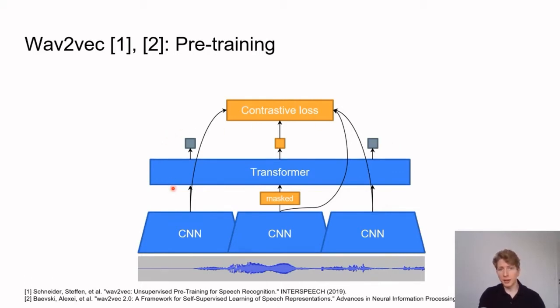Now, during training, a fraction of the inputs to the transformer are masked, like shown here, and the contrastive task then is for the transformer to correctly predict the vector that was masked. It should maximize the agreement between the true vector and the predicted vector, and minimize the agreement between negative examples, which are drawn from the same training batch.